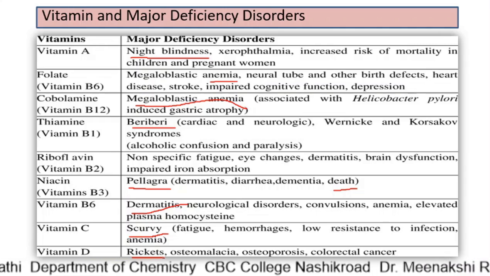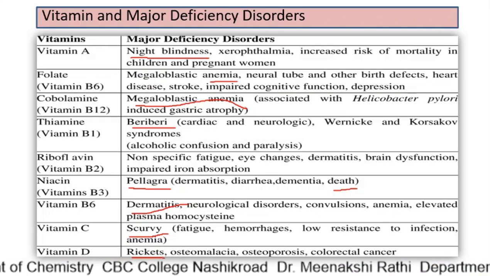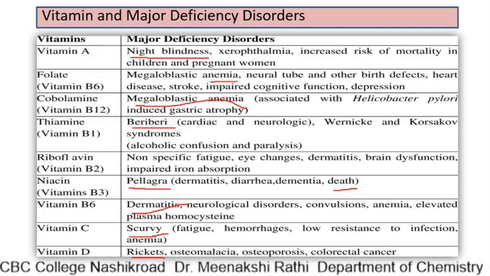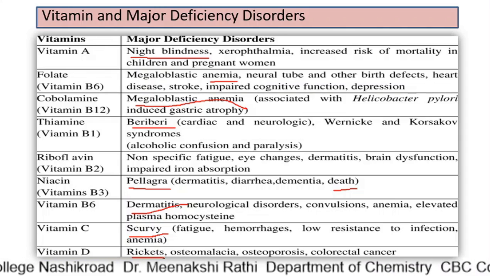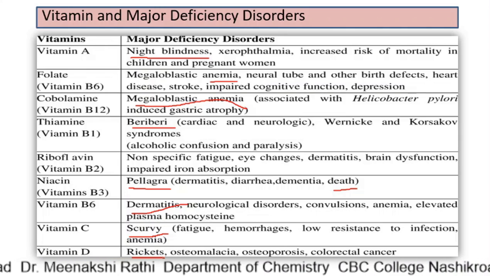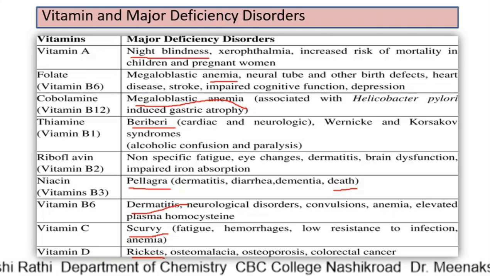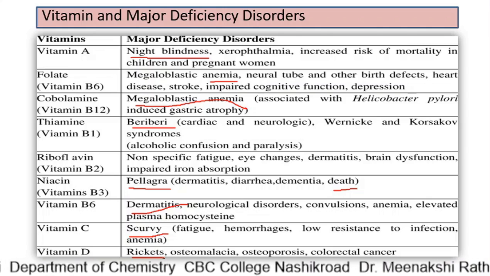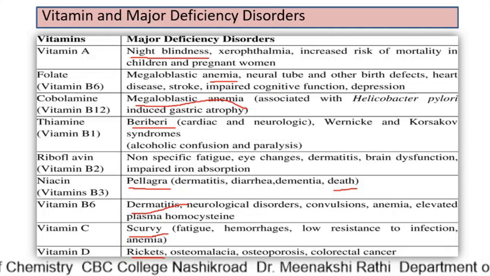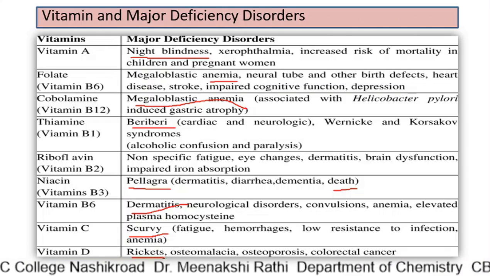So you need to remember, deficiency of vitamin A causes night blindness. Vitamin B1 results in beriberi, niacin, pellagra. Vitamin B6, dermatitis. Vitamin C, it is scurvy, and vitamin D, rickets. So this is all about vitamins, their dietary sources, functions, as well as deficiency disorders caused by these vitamins.